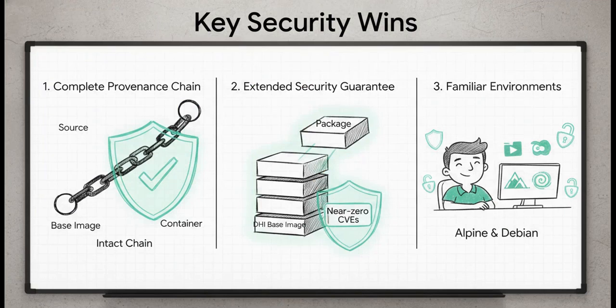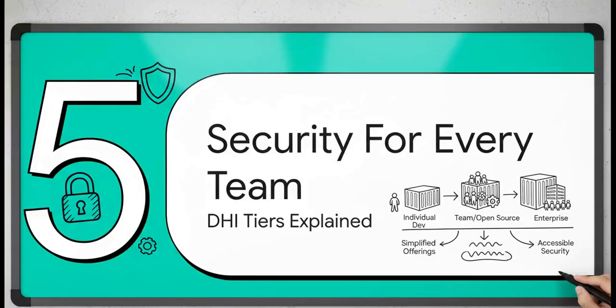All right, so let's quickly recap the key wins here. Number 1, you get a complete, unbroken security chain for your entire container. Done. Number 2, that awesome near-zero CVE promise you get with a DHI base image, well, now it extends to the packages you add on top. And number 3, you get all this security without having to give up the Alpine or Debian ecosystems you're already comfortable with.